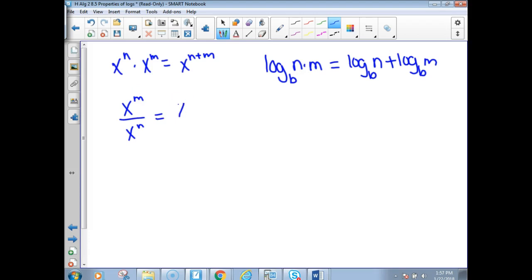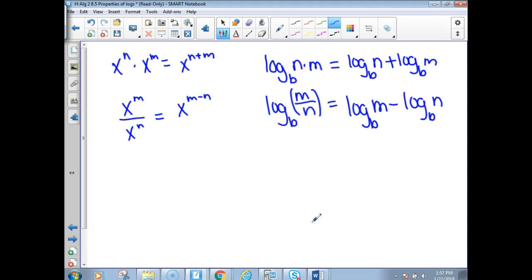Dividing like bases, you would subtract the exponents. So if you had a log in base b of m over n, since it's division, we could rewrite it as subtraction of two logarithms. So this would be log in base b of m minus log in base b of n.